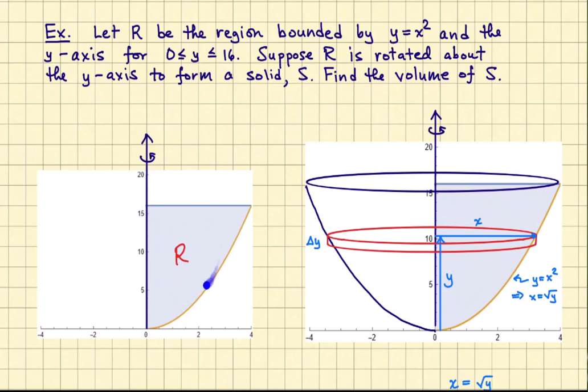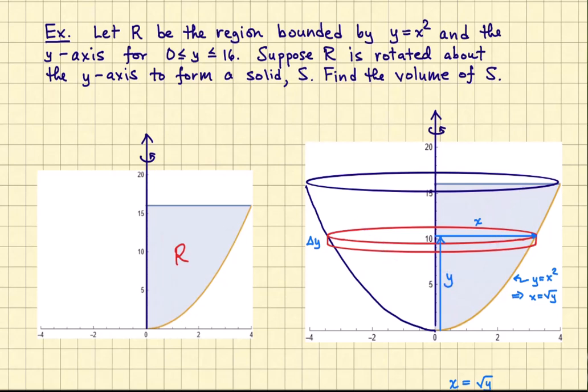So our region R here is the region that is bounded by y equals x squared and the y-axis for y values between 0 and 16. And now we're going to rotate around the y-axis rather than the x-axis. When we do this, we get this parabolic bowl. Again, we don't have to have the best artwork, but we do need to have our bearings on what the region is, and then what our solid is.